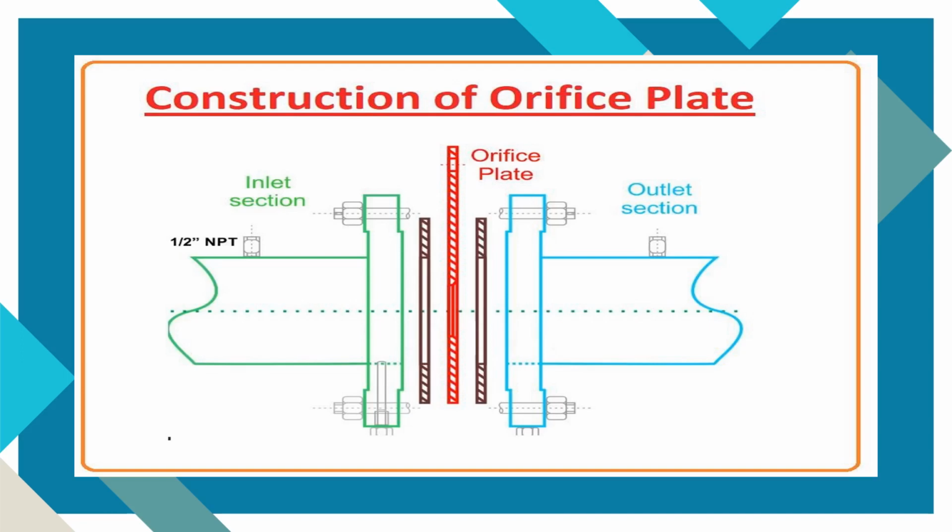Flow conditioner: installed in the inlet section of the meter tube and used to enhance the linear flow in the inlet section of the meter tube.